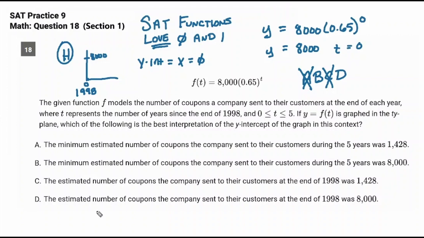D, the estimated number of coupons the company sent to their customers at the end of 1998 was 8,000. Hey, that's exactly what we found. So D is the answer. This problem is not very hard. Remember, SAT functions love 0 and 1. Get it right, and move on.